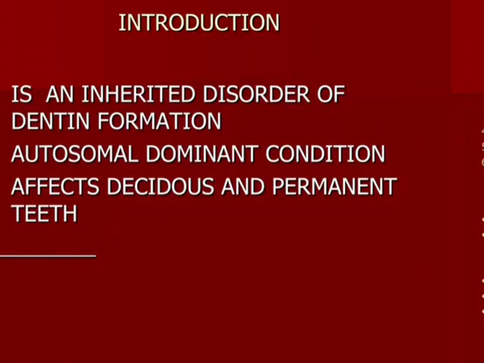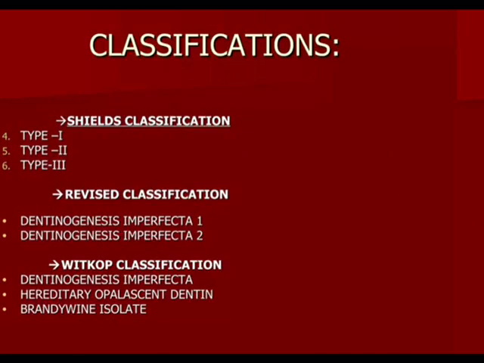Introduction. It is an inherited disorder of autosomal dominant condition which affects both the deciduous and the primary teeth. Classification. There are three classifications: Shields classification, Wittkop's classification and revised classification.